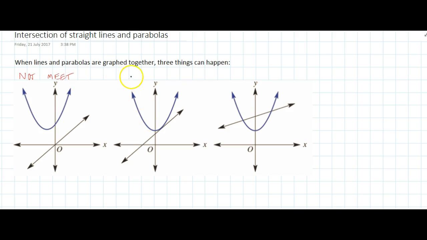Now this is called a tangent. So when a line touches a curve at one point, it's called a tangent. And the last thing is it can intersect at 2 points. So this is actually called a secant.